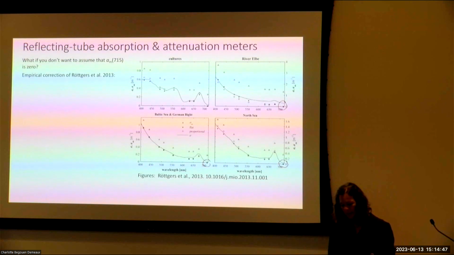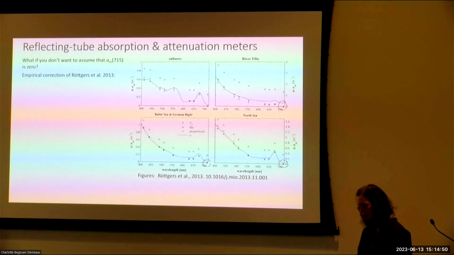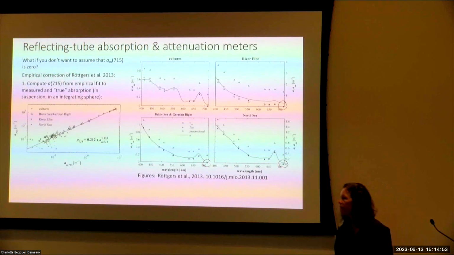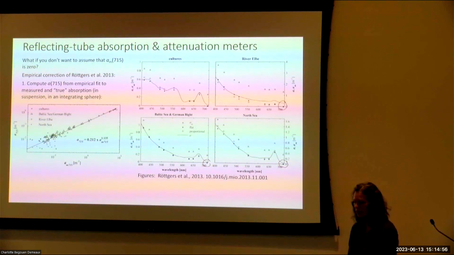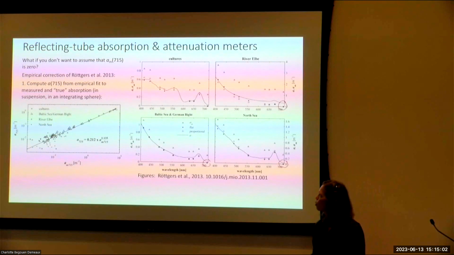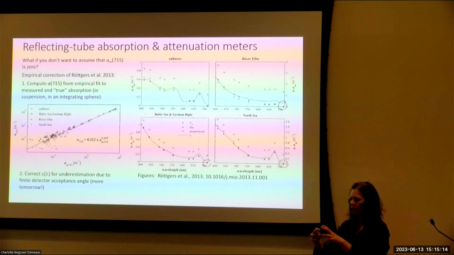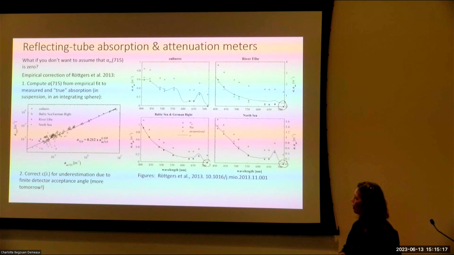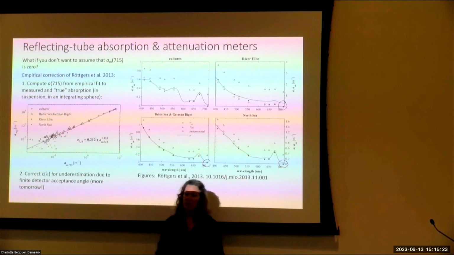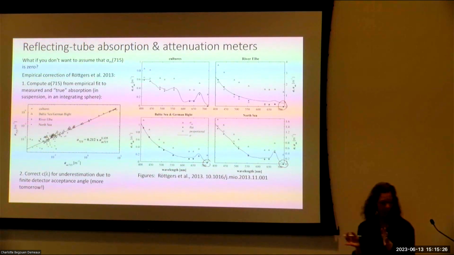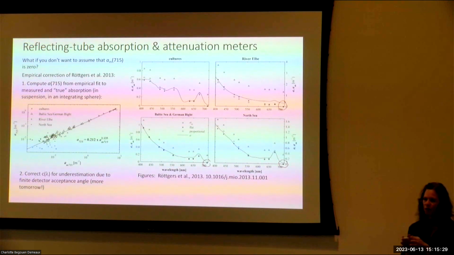So if you don't want to make that assumption, then you can do a different empirical correction. It was proposed, again, by taking samples in an integrating sphere and coming up with an empirical relationship between the true absorption and the measured absorption. Then you can use that to correct your absorption measurement in the near infrared, and then proceed with the rest of the correction. In this method, they also correct the attenuation coefficient for the over collection of scattered light.